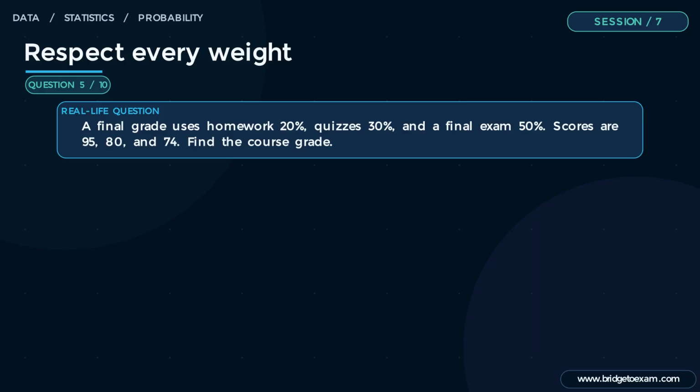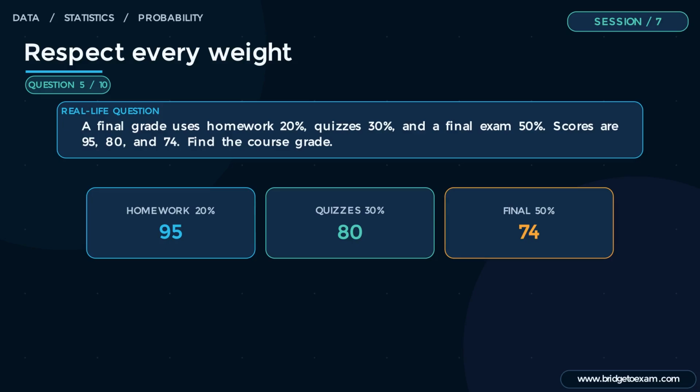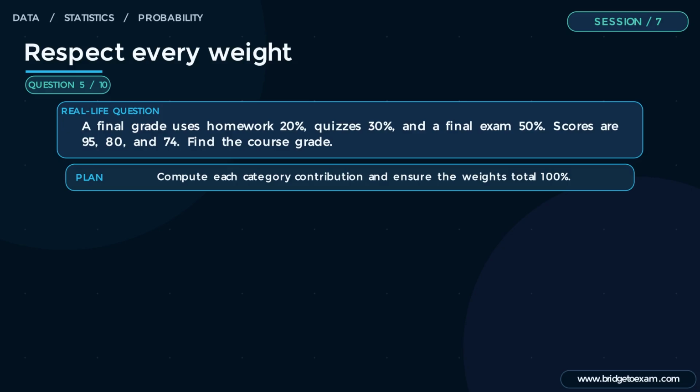Example 5. A final grade uses homework 20%, quizzes 30%, and a final exam 50%. Scores are 95, 80, and 74. Find the course grade. The key quantities are organized before the arithmetic begins. Plan: compute each category contribution and ensure the weights total 100%.